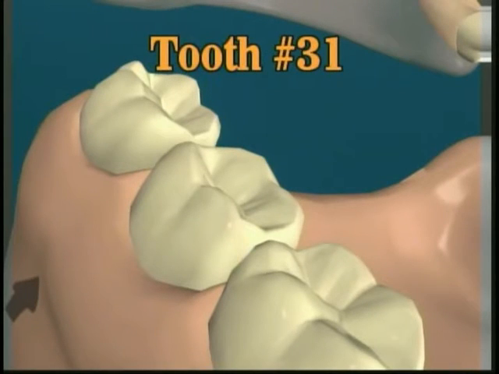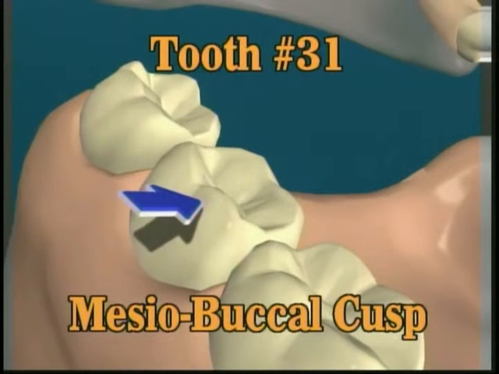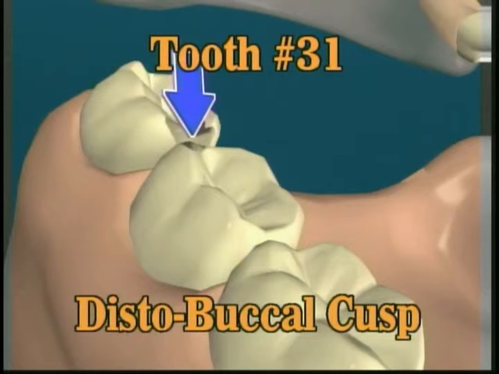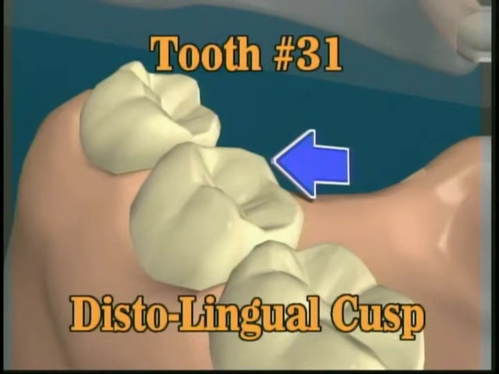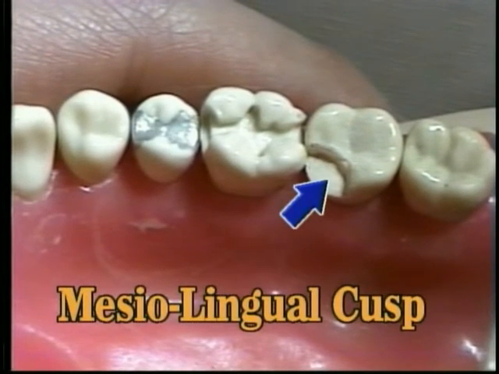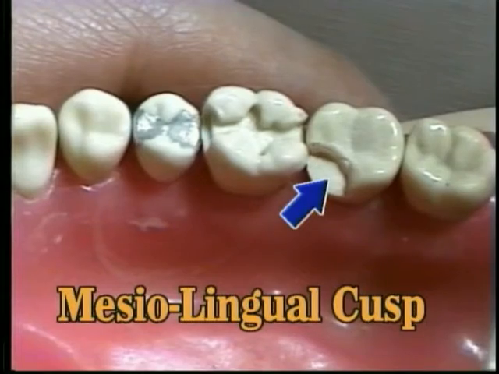This is tooth number 31. The 4 cusps on the tooth are the mesiobuccal, the mesiolingual, the distobuccal, and the distolingual cusps. On this tooth number 31, the mesiolingual or ML cusp has fractured off and is missing.